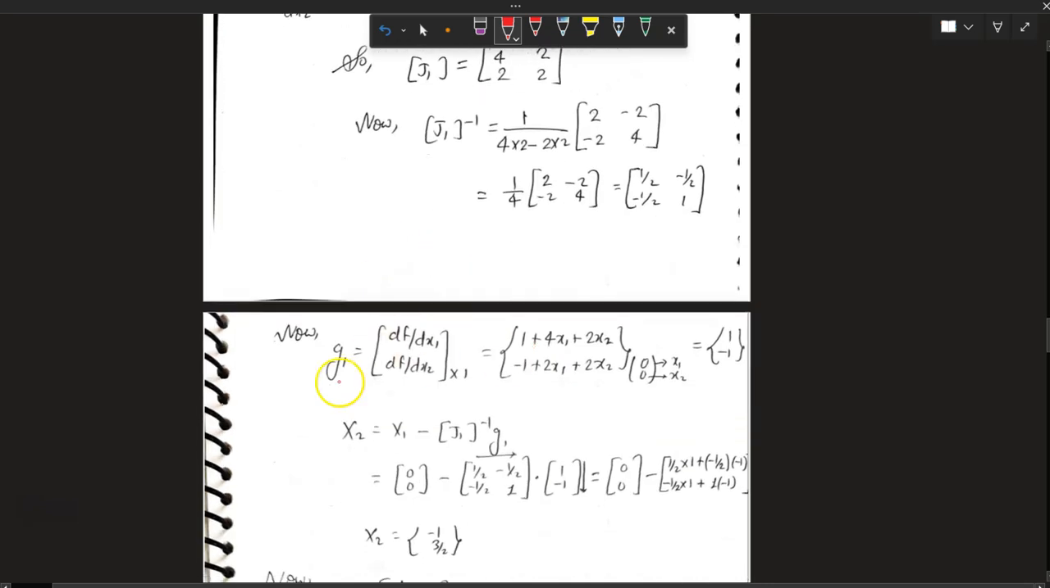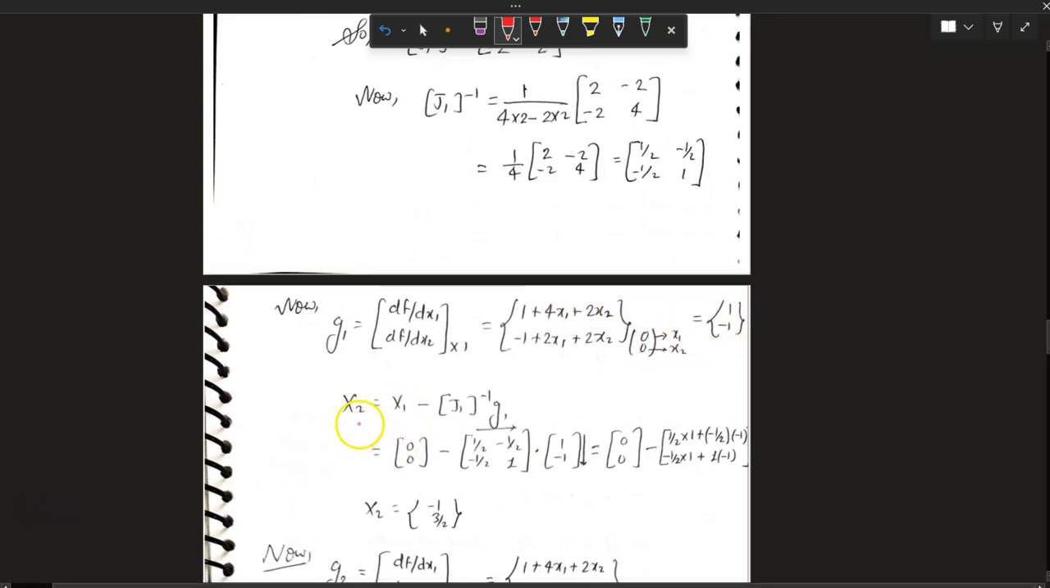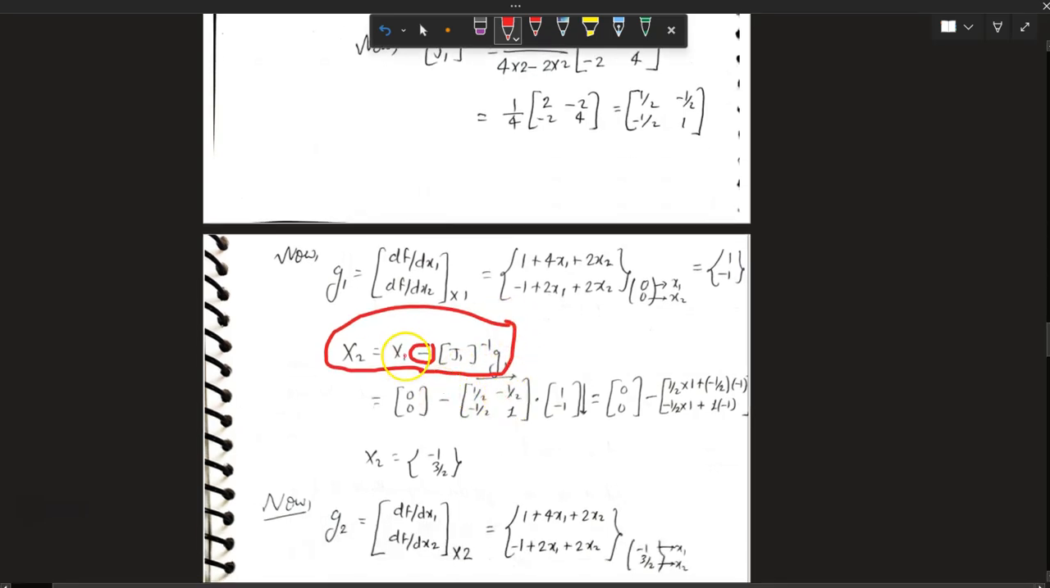And now finding the G1 equal to df by dx1, df by dx2 at x1, that is equal to 0 0. You will put the value of x1 and x2 as 0 0, you will get this. Okay, then how to find x2? x2 is equal to x1 minus Jacobian inverse G1. Take care of this minus in between, it's not plus, it's minus. So remember the formula accordingly and put all the values.